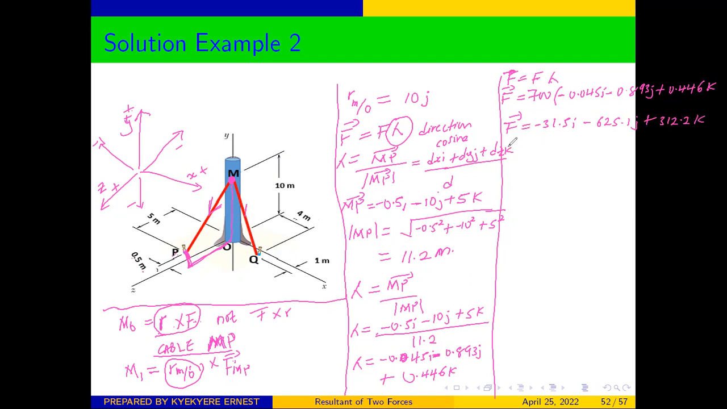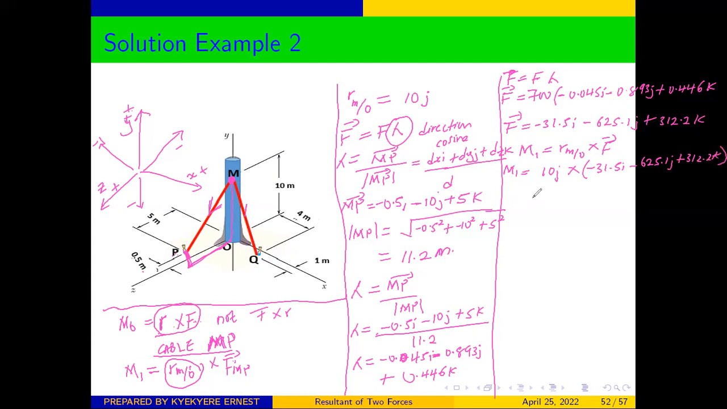So now we can determine our moment, isn't it? Our moment one, we said that is the position vector RMO cross F in the vector form. So from here we can say that our moment one will be equal to 10J cross our force, which is negative 31.5I minus 625.1J plus 312.2K.